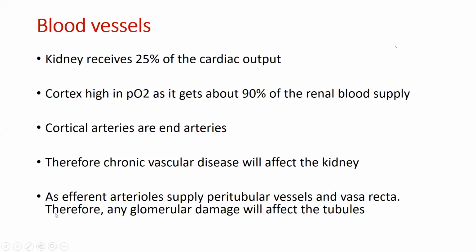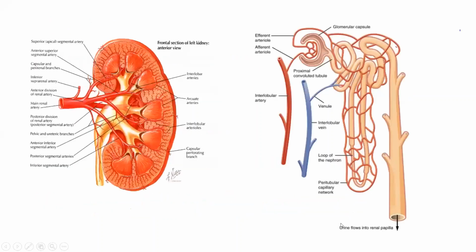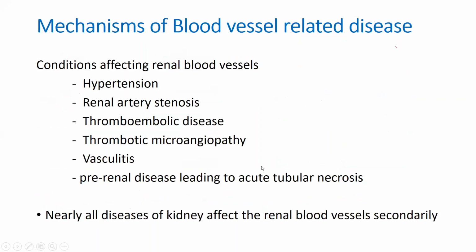Therefore, chronic vascular diseases will affect the kidney. The other important thing is the efferent arteriole supplies the peritubular vessels and the vasa recta. And if you remember the picture, anything that's going to cause tubular glomerular damage, then your efferent arterial blood supply is going to go down, because the efferent arteriole is situated after your glomerulus. So whatever that is downstream after the glomerulus is going to get affected.